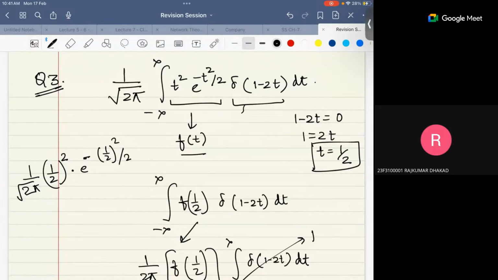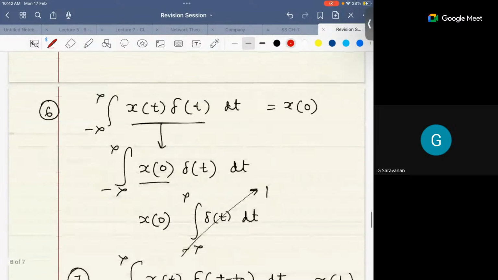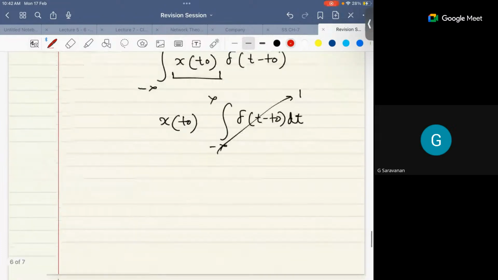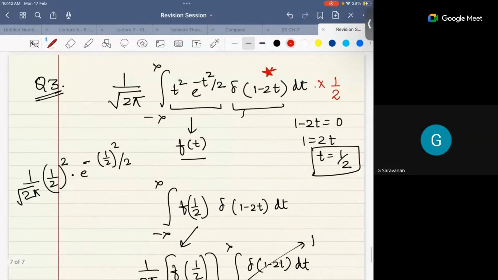No, sir, I think in the delta function we have a scaling factor also given, so we have to divide by minus 2. Correct. I told you that when the delta function is like that, if the scaling factor is there, you have to divide. It also defines the amplitude. So here you have to divide by 2 also. While solving, this should be in your mind.